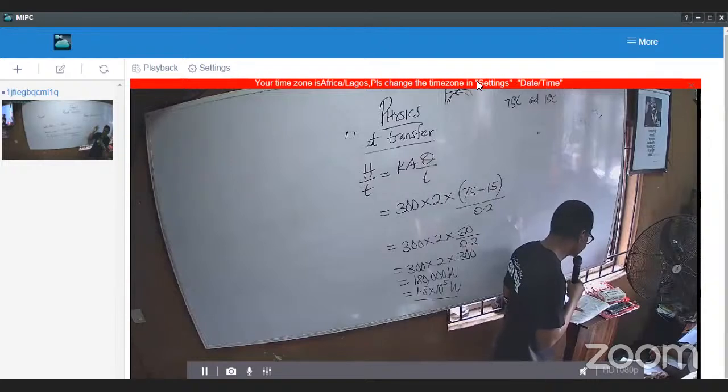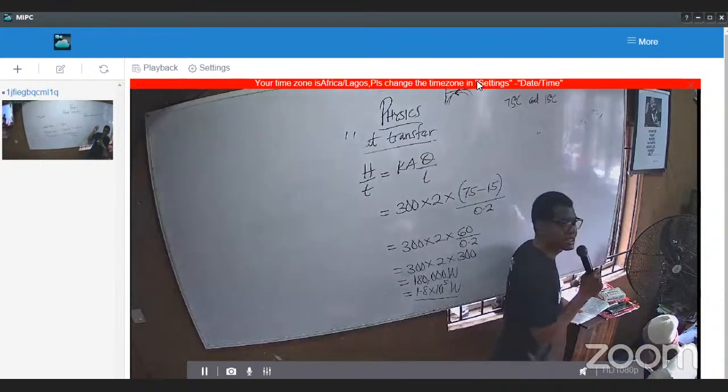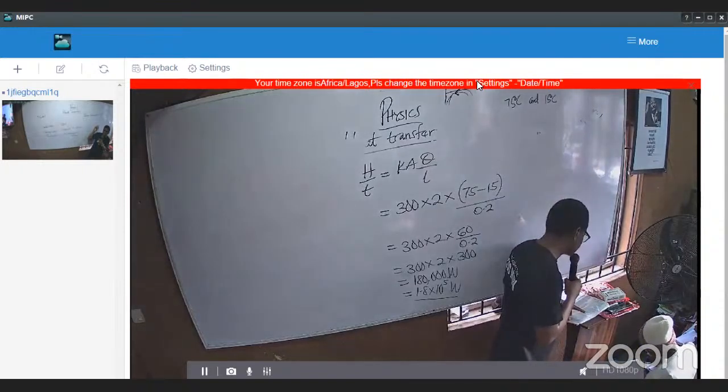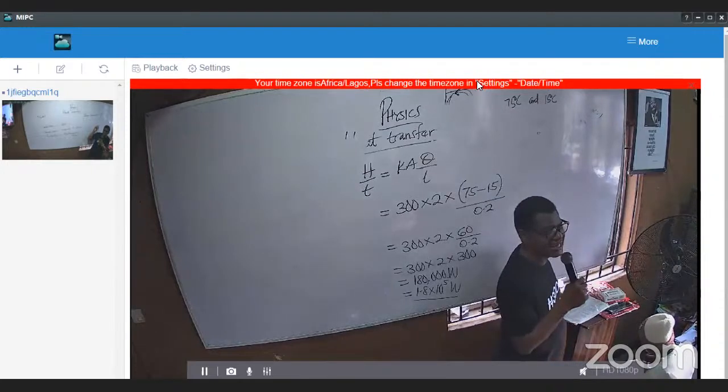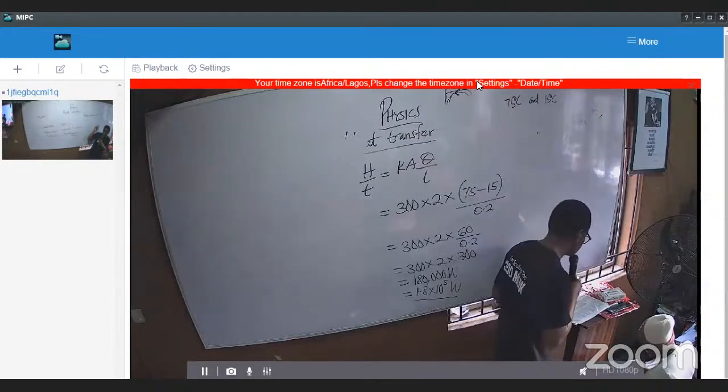The thermopile is a device for detecting A, radioactive radiation, B, radiant energy, C, X-ray, and D, the presence of electron. Class, what's the answer? Radiant energy. Radiant energy, they are heat energy, heat form of energy. Very good.